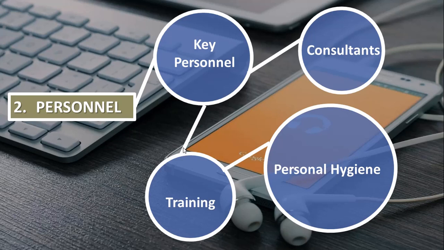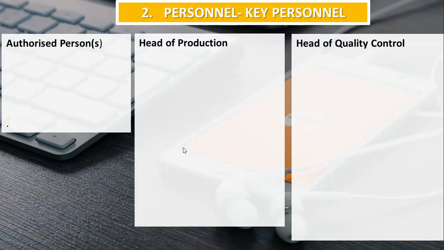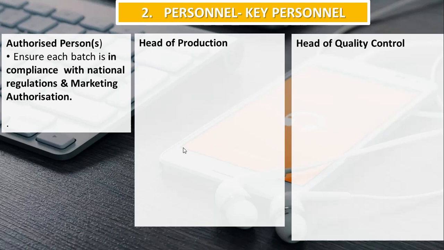The GMP guidelines have outlined the responsibilities of several key personnel. The authorized person is appointed to ensure each batch of product is in compliance with national regulations and in accordance with marketing authorization.